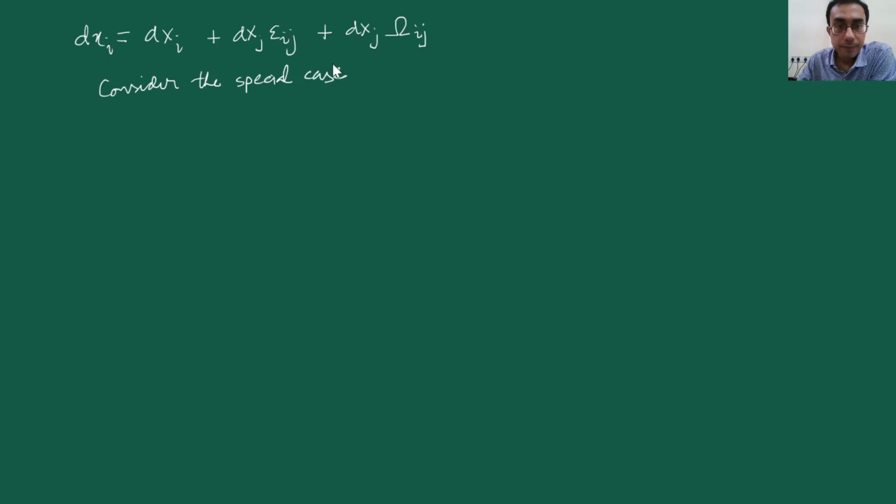So we have this equation dxi is equal to dXi plus dxj epsilon ij, I'm just repeating what I had written in the previous slide, and capital omega ij. Now consider the special case when epsilon ij, the strain tensor, is perfectly equal to 0. So we are saying that there is no strain in the body.